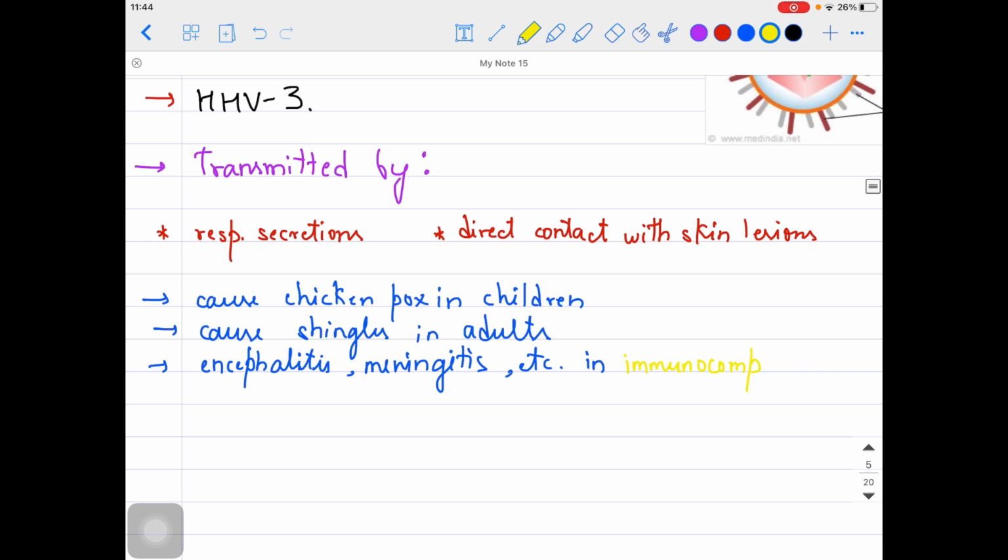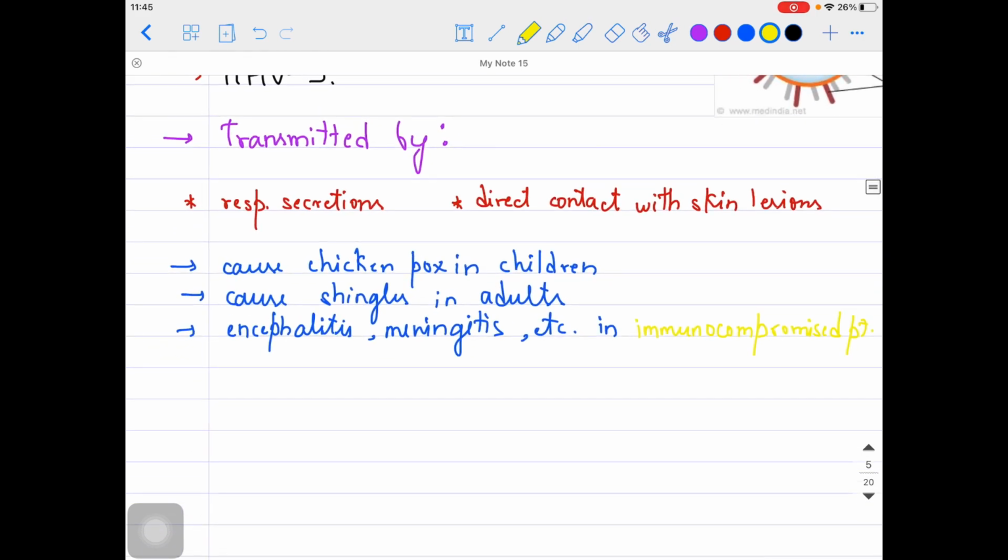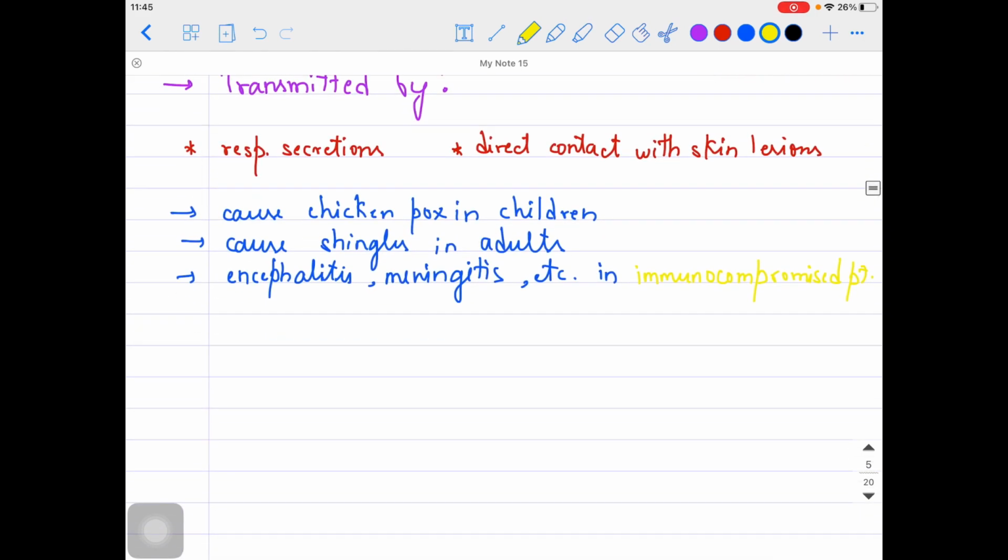HIV patients are there, hepatitis patients are there. So in those patients it can be seen. So immunocompromised patients, right? As you know, because immunity is compromised, these things can happen. Otherwise, what you need to understand is that in the adult age group it is shingles, and in the children age group chickenpox might happen.